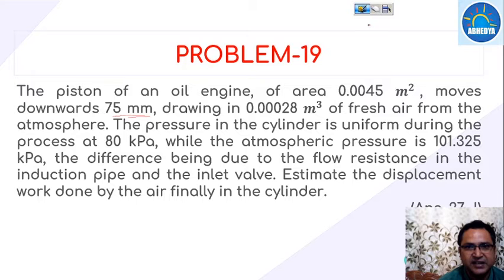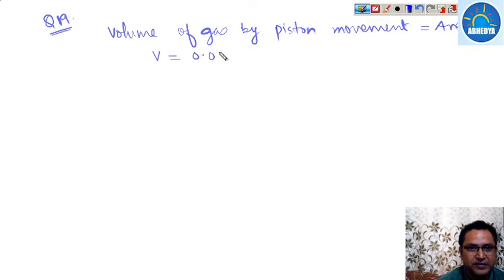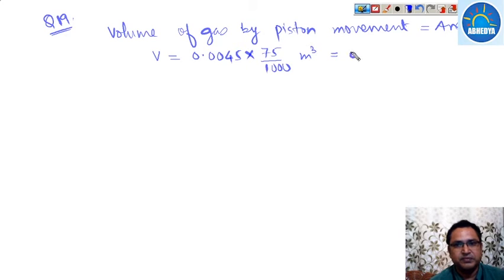So what is the area? The area is 0.0045 meter square and the displacement is 75 mm, so into 75 mm divided by 1000, this much meter cube. So its value is 0.000375 meter cube. This much volume is basically used.